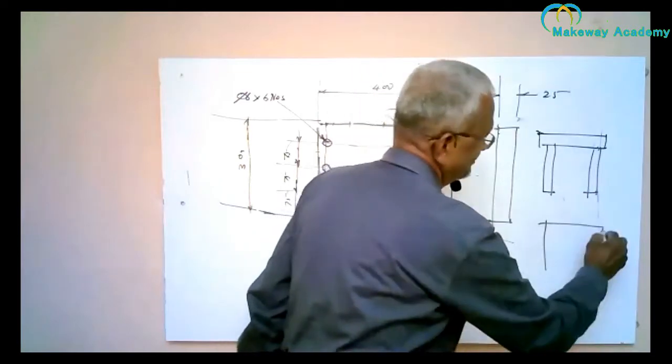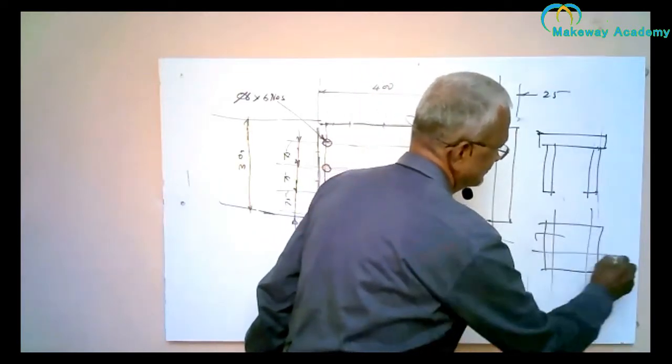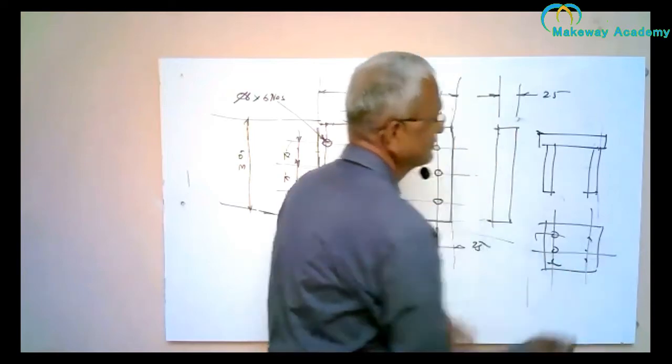What is the top view? This is the top view. Where are the holes? There are 6 holes. This is the assembly drawing.